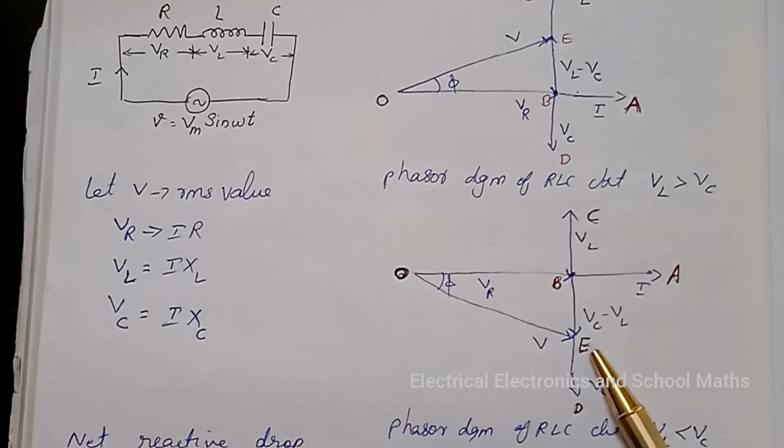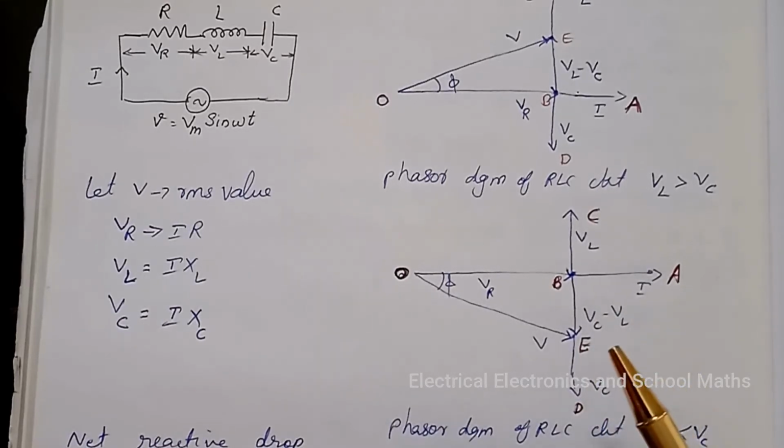Hence, if the resultant reactance is positive, the current lags behind the applied voltage, or we can say lagging power factor. And if it is negative, that is the resultant reactance is negative, then the current leads the applied voltage, or we can say leading power factor.